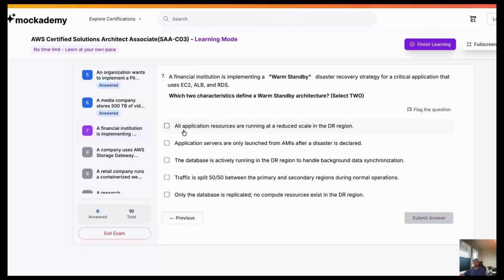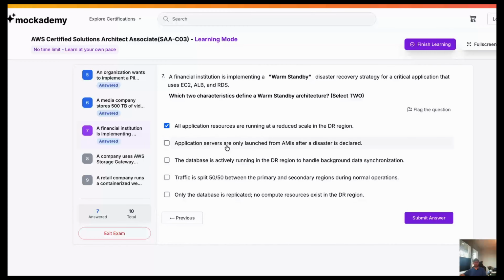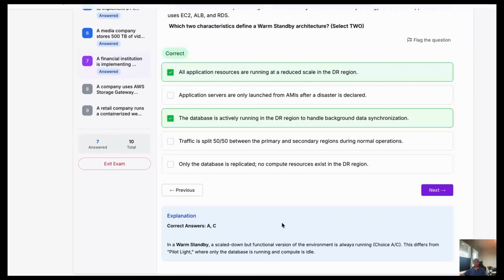So the right options should be: all application resources are running at reduced scale in the disaster region. Servers are only launched from AMIs after a disaster is declared. And the database is actively running in the DR region to handle background data synchronization. So I'll go with option A and option C, which are the correct answers.